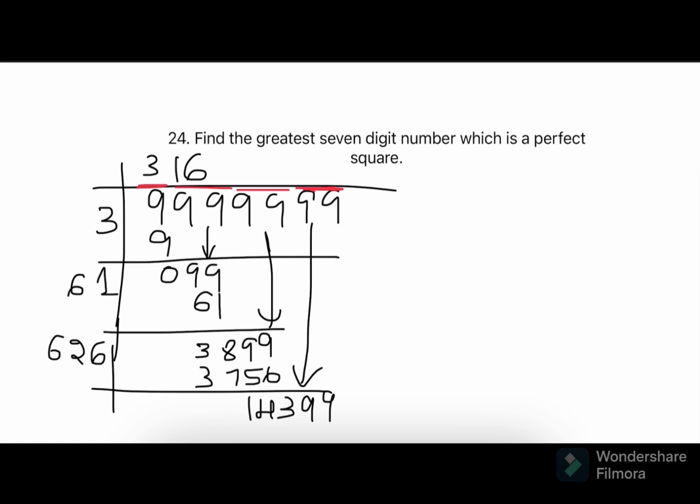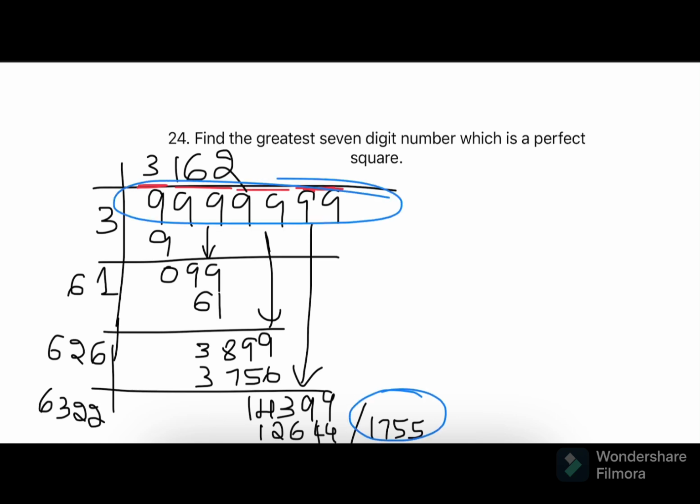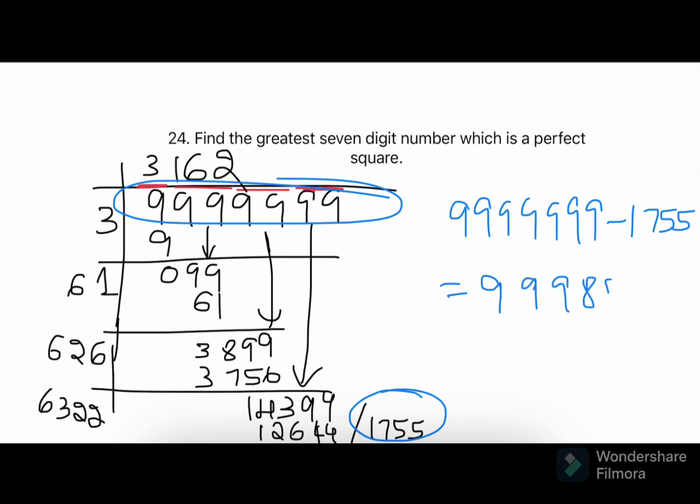But when we take the difference between 6322 twice, here we have 12644, the difference being 1755. So what is that greatest 7-digit perfect square? Here now we cannot add this number to this because it will become an 8-digit number if we add. Basically we are now going to subtract. So what is the answer? 97 times minus 1755. So the greatest 7-digit number which is a perfect square is this one.